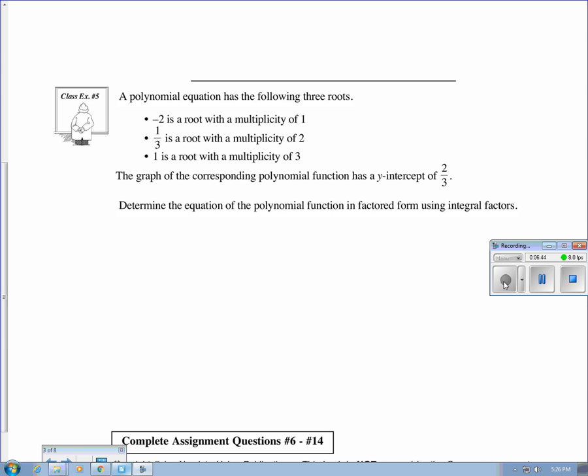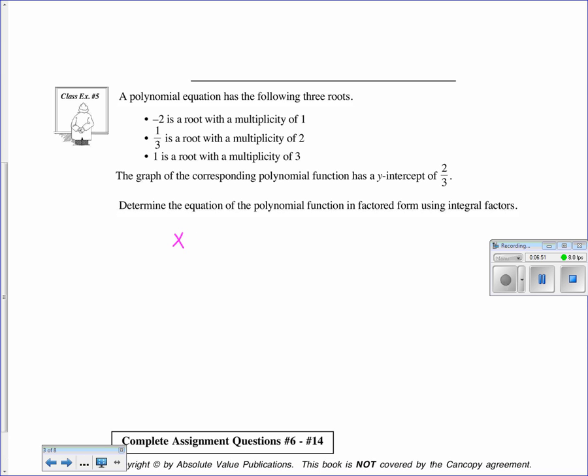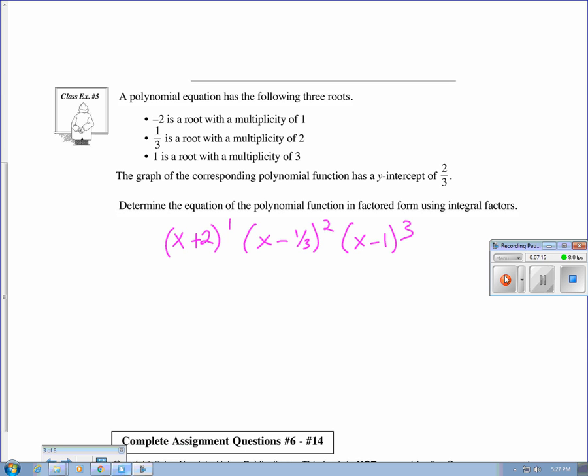A polynomial function has the following 3 roots. Negative 2 is a root with a multiplicity of 1. That means that the associated factor is x plus 2, and it's to the power of 1. 1/3 is a root with a multiplicity of 2. So I'm going to go x minus 1/3 with a multiplicity of 2. And then 1 is a root with a multiplicity of 3. So that's x minus 1 to the 3.